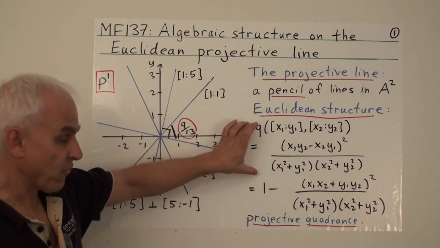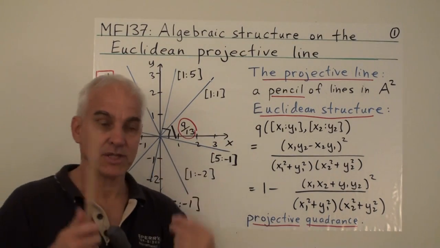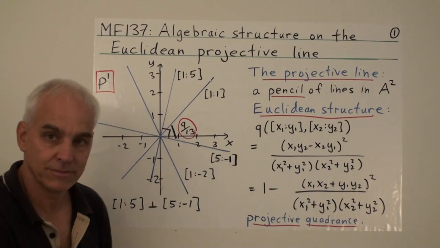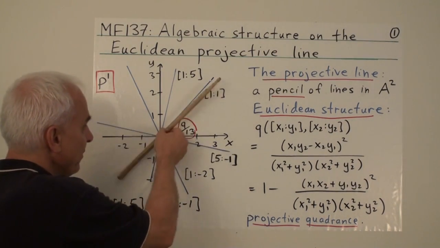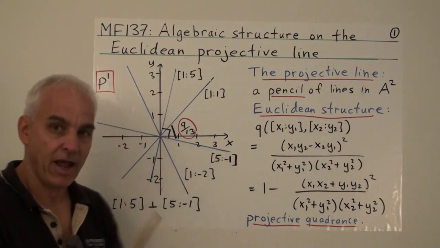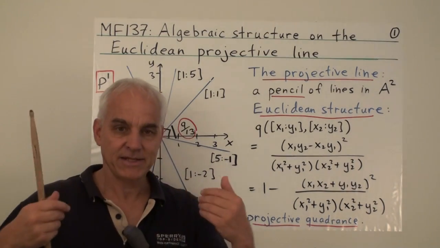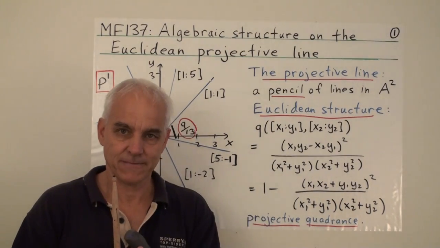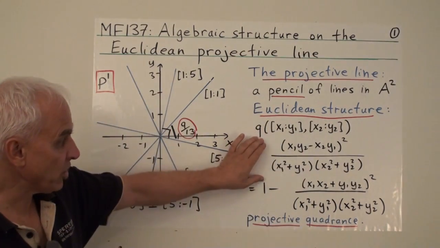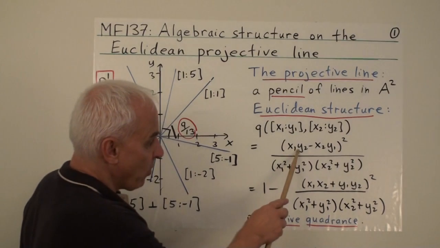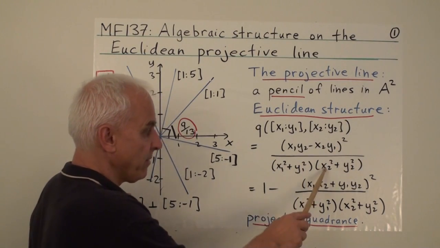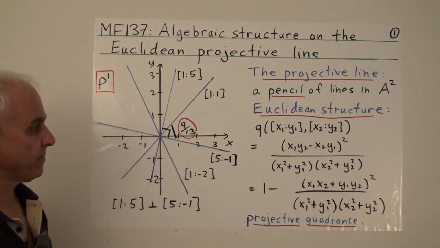by this definition of quadrance. This is how we're going to measure the separation between two lines, say this one and this one. It's going to be a number. Given two lines, we're going to get a number. And that measurement basically imposes the Euclidean structure on this one-dimensional space. Here's the definition. It was originally (x1 y2 minus x2 y1) squared over (x1 squared plus y1 squared) times (x2 squared plus y2 squared).